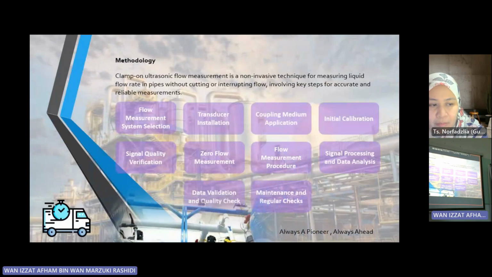For methodology, clamp-on ultrasonic flow measurement is a non-invasive technique for measuring liquid flow rates in pipes without cutting or interrupting flow, involving key steps for accurate and reliable measurement, such as flow measurement system selection. If we want to measure the flow rate, we must select which system we want to use.